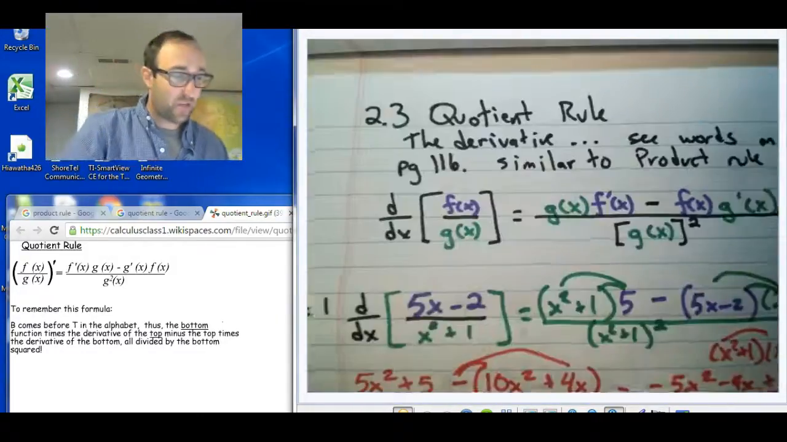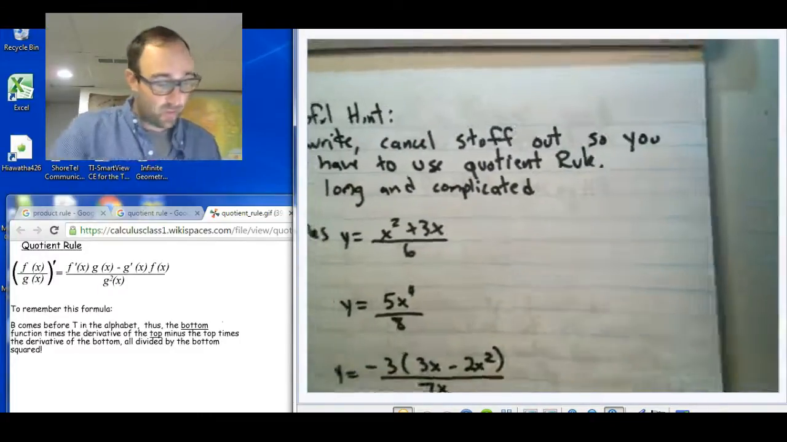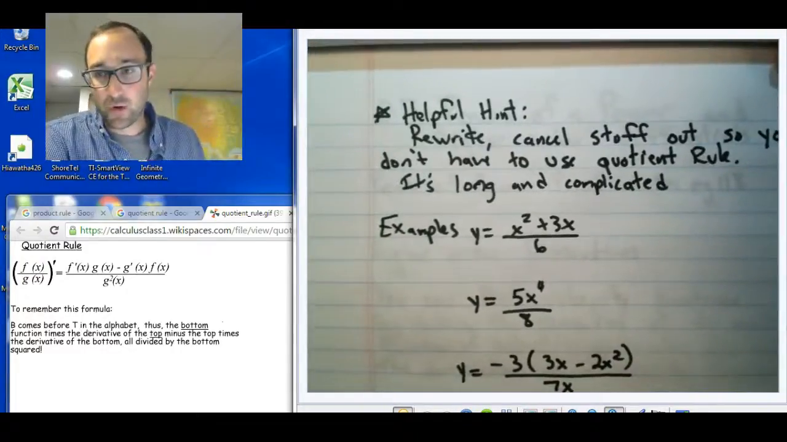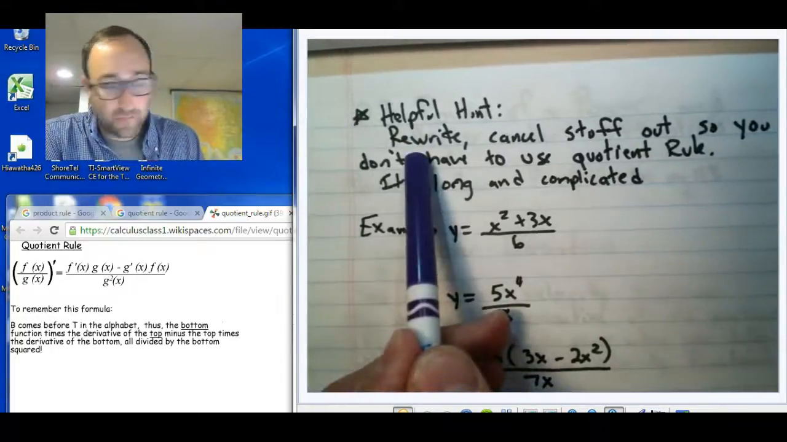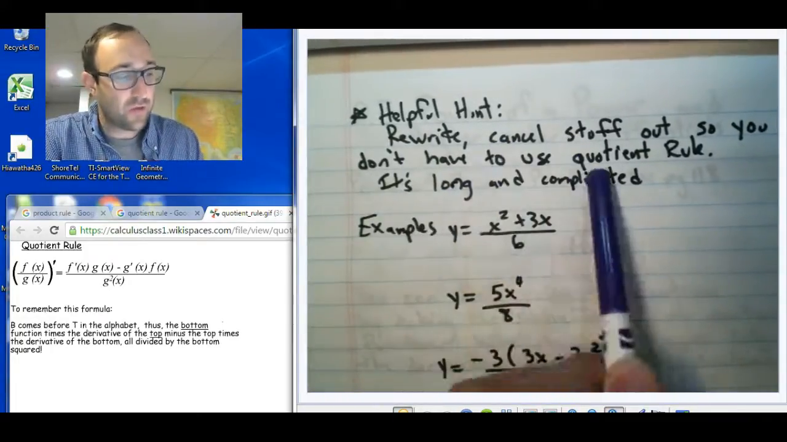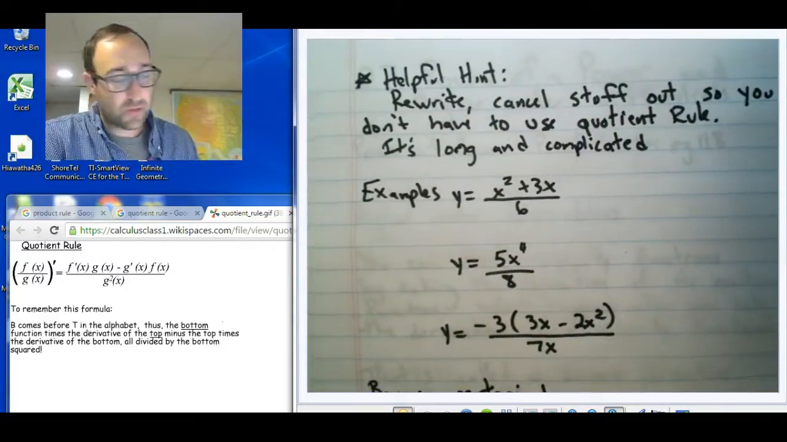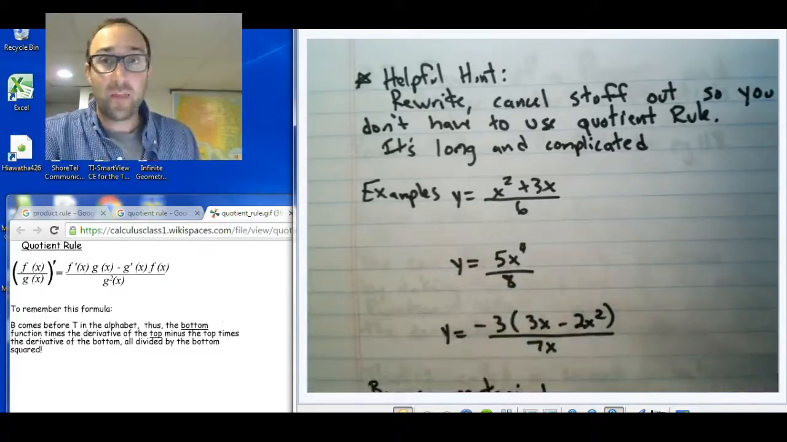Alright, so there are a couple of examples of the quotient rule. Here are a couple of helpful hints before you get through a lot of them and say, ugh, I hate the quotient rule, there's so much work. I understand. So, rewrite. Cancel stuff out so you don't have to use the quotient rule. It's long and complicated, and there's a lot of stuff you don't want to worry about. So if you see a denominator and say, I don't want to do that, okay, then don't.